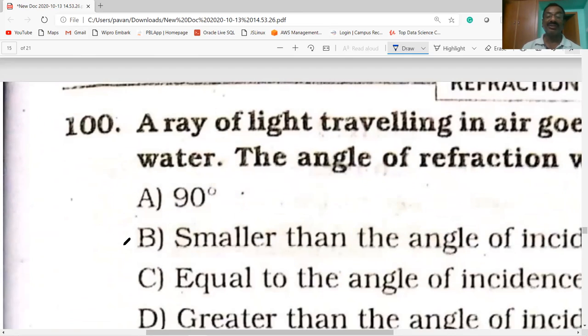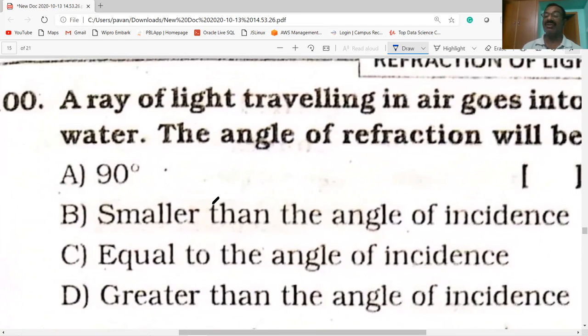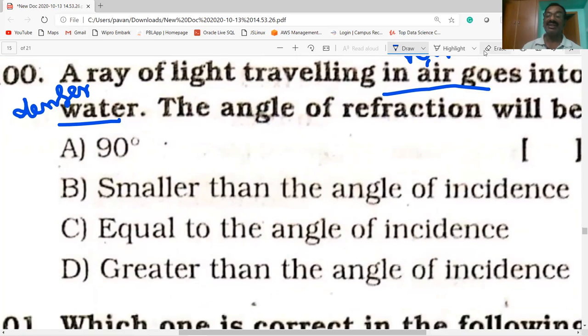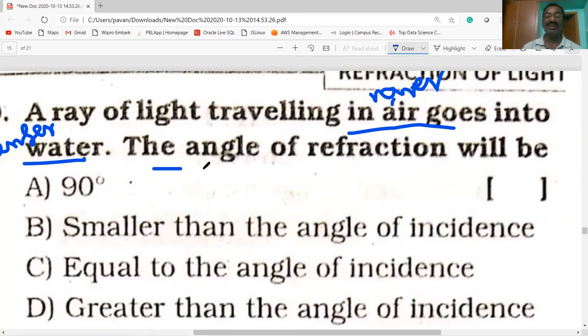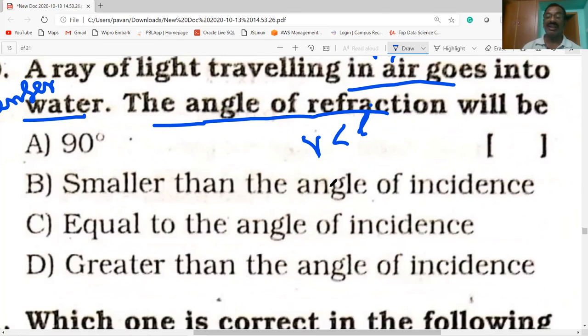Next question on the screen, today's last question: a ray of light traveling in air goes into water. Here water is the denser medium. Air is the rarer medium. So a light ray traveling from rarer to denser medium bends toward the normal. Why? Because its speed decreases. Then the angle of refraction, as it bends toward the normal, r becomes less than i, smaller than the angle of incidence.